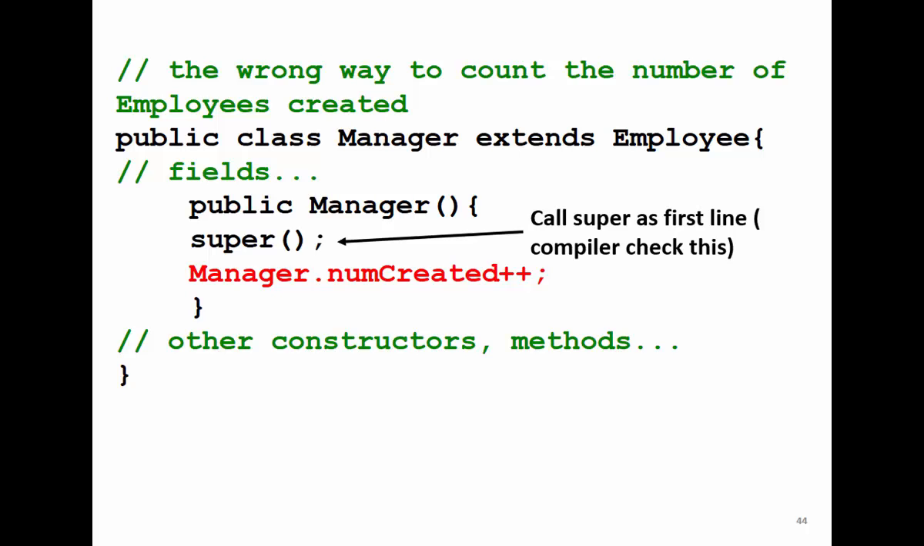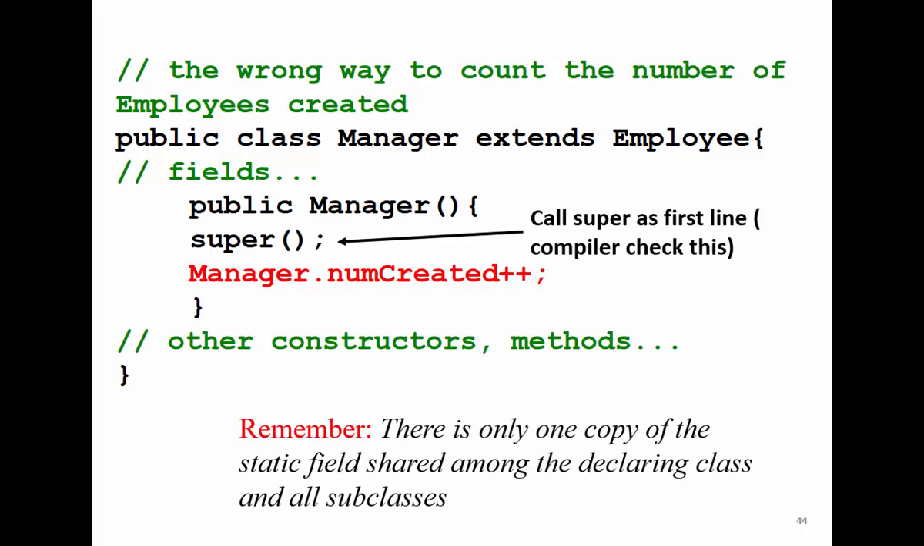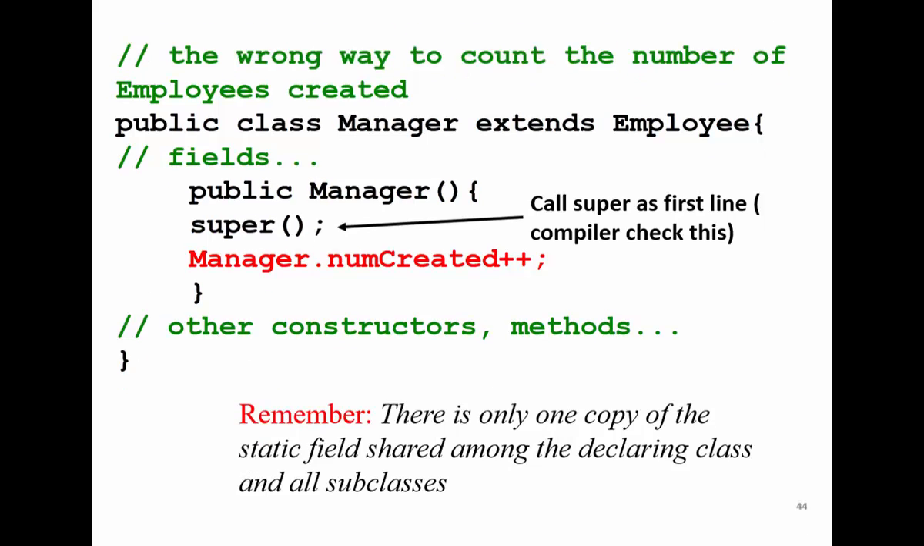So in Manager, we use Manager.numberCreated. Remember, Java will look inside Manager. Do I have any static field called numberCreated inside Manager? No. Then Java will look inside the superclass, Employee. Yes, we have numberCreated as a static field inside Employee. We're going to increment it, and that's done. We count the number of employees. Remember that there is only one copy of this static field among all the declared classes and subclasses.